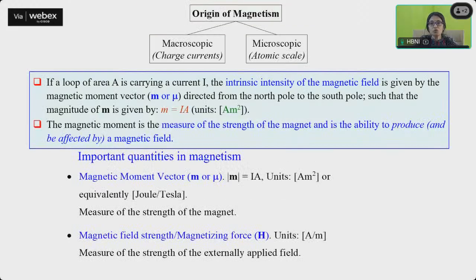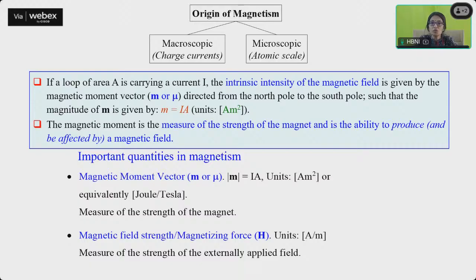Before we move into the material side and the different applications, let's refresh our memories: what is the origin of magnetism? It can be macroscopic, which is charge currents, and it can also be microscopic, which is the atomic scale. If a loop of area A is carrying a current I, then the intrinsic intensity of the magnetic field is given by the magnetic moment vector m or mu, directed from the north pole to the south pole, such that the magnitude is m = IA, the product of the current and the area.